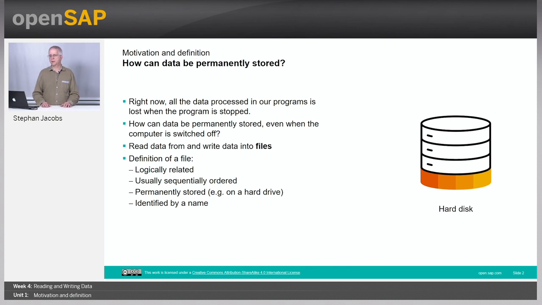Actually, what is a file? One definition could be that a file contains logically related data. That is, this data is sequentially ordered, that it's permanently stored, which makes it important for us, and that you can identify it by a name.